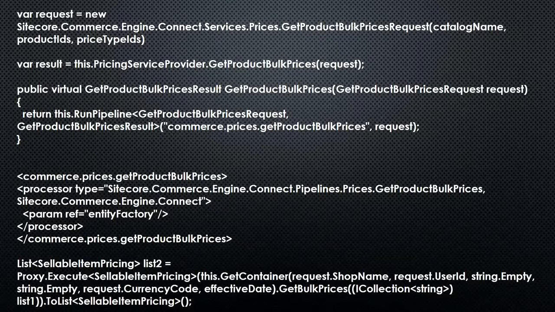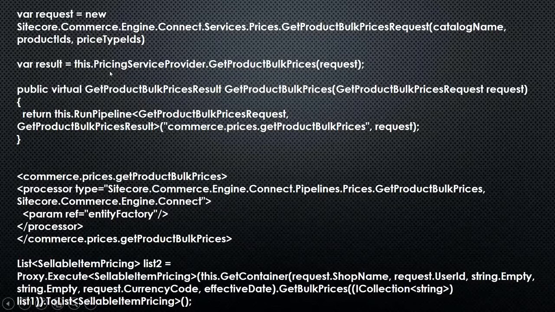So this is a call to the Sitecore Commerce Engine to get the price from there. If you want to do that, first you create a request, which, as you can see, is Sitecore Commerce Engine Connect Services Prices GetProductBulkPriceRequest. So it will create a request for that call, and then you use PricingServiceProvider.GetProductBulkPrice and pass that request.